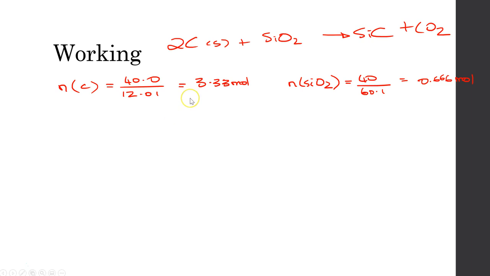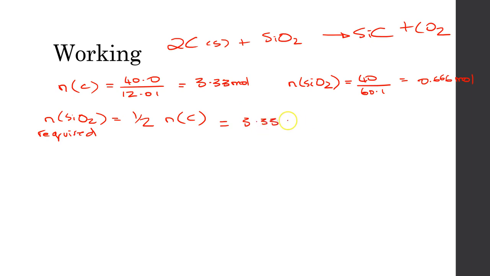Okay, so we have the number of mole of carbon, we have the number of mole of silicon dioxide. We can look at the ratio and we can see that the number of mole of silicon dioxide that I require is going to be half the number of mole of carbon. Okay, so I'm just picking one. So in this case, I'm working out the number of silicon dioxide required to react all the carbon that I have. So if I do that, that's 3.33 multiplied by 0.5.